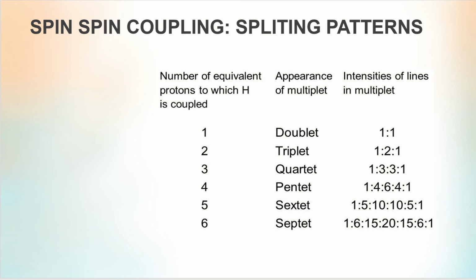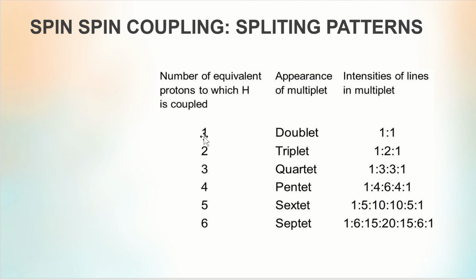All right, so we have to start off with a little bit of a revision. Here we mentioned this last time, but just to go over it again, spin-spin coupling splitting patterns. As we mentioned last time, it depends on the number of equivalent protons to which a hydrogen is coupled, and that varies. So we just have 1 to 6 here.